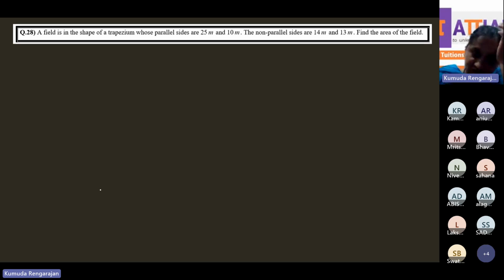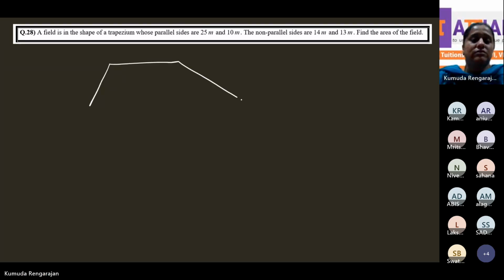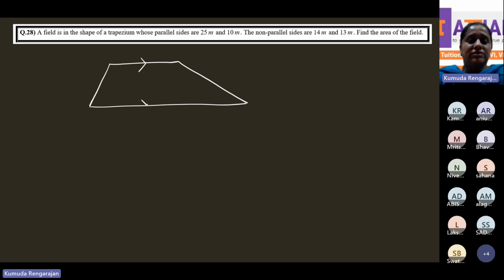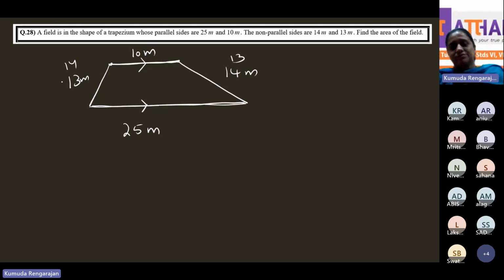A field is in the shape of a trapezium whose parallel sides are 25 meters and 10 meters. So these are the parallel sides of the trapezium. Obviously, this is small and this is longer, so this has to be 25. In our figure, this is 25, this is 10. The non-parallel sides are 14 meters and 13 meters. You can mark anywhere. You can put 13 here and 14 here also. You will get the same answer.